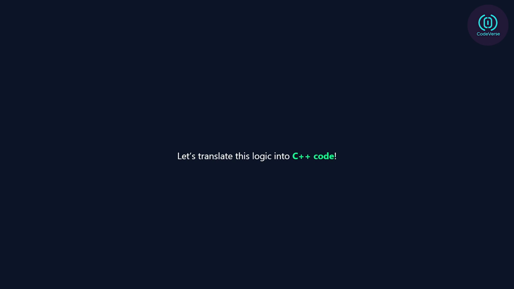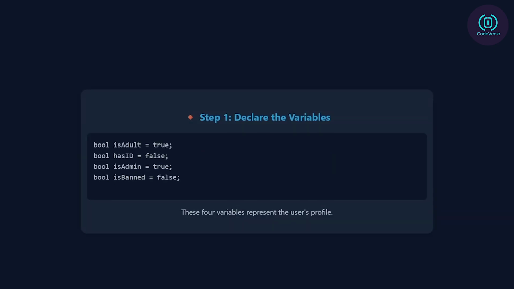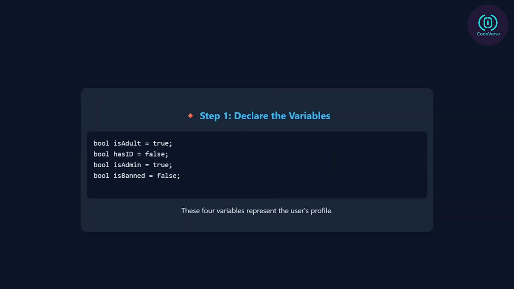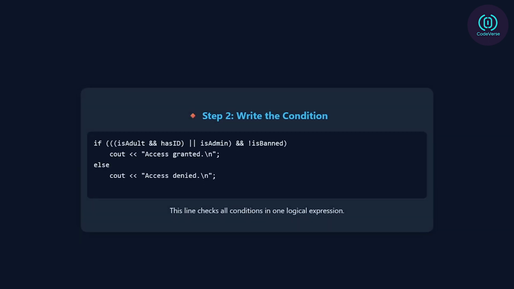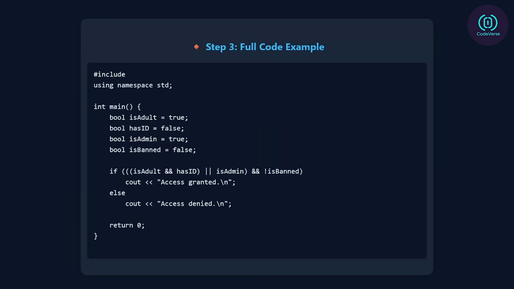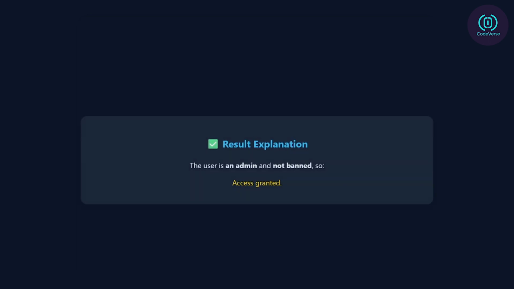Let's translate that logic into C++. We'll define 4 Boolean variables, is adult, has ID, is admin, and is banned. We'll then use a compound condition to evaluate them all. The code checks if the person meets either of the valid access criteria, and then confirms they're not banned. This is how logical thinking is embedded directly into your code. By using AND, OR, and NOT together, we can express complex decisions with just one line inside an if statement. Watch closely as we write and walk through the code.